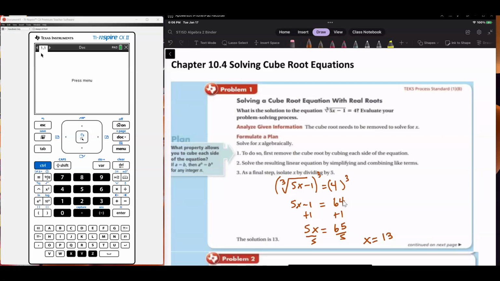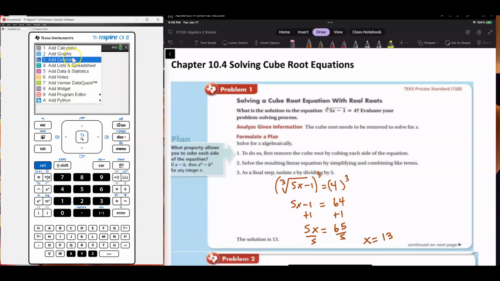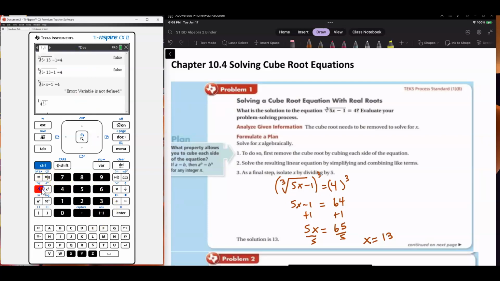Now, I've explained to you in the past that you want to check your answers. So I'm going to go ahead and check my answer. We have the cube root of 5 times 13 minus 1 equals 4, and now we have a true statement.